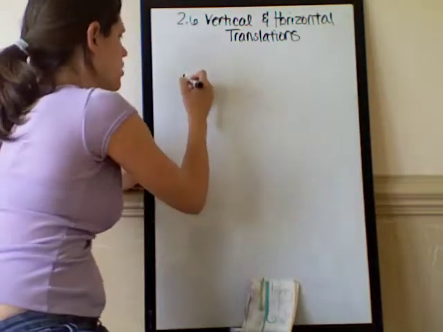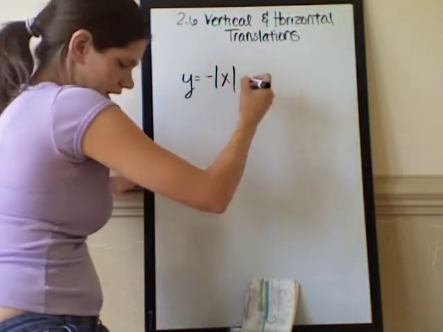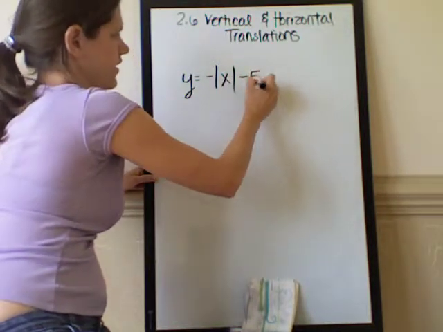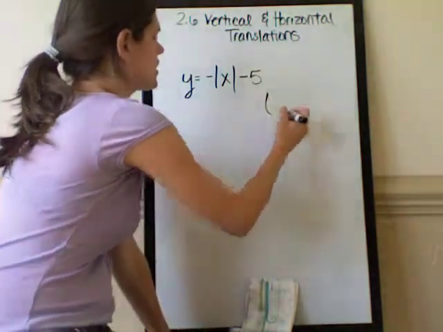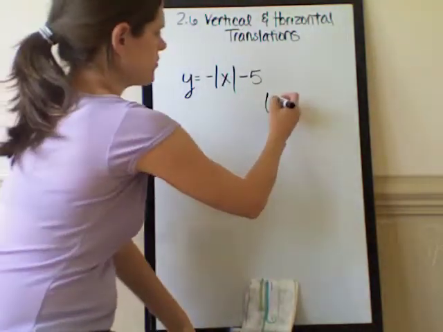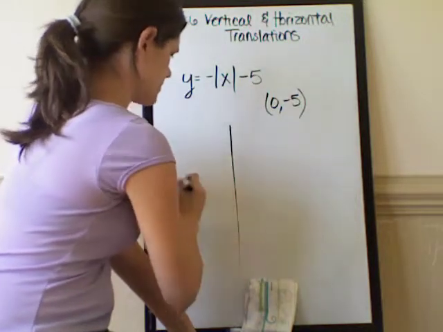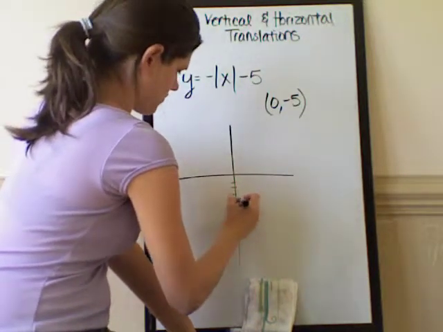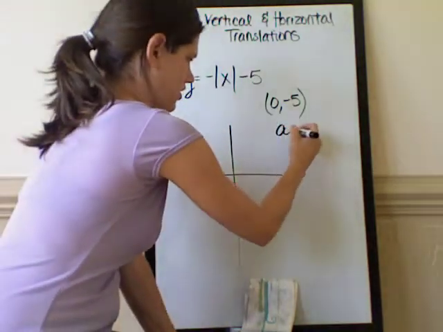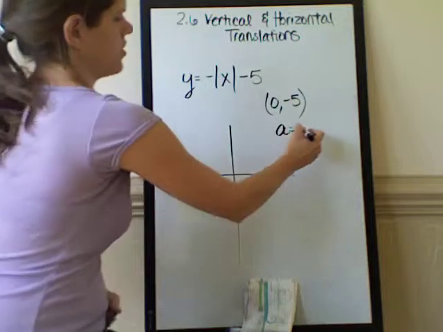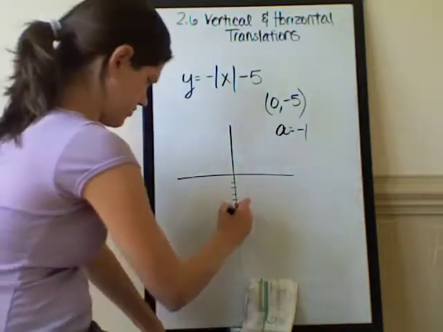Alright, next one. y equals negative absolute value of x minus 5. Alright, let's start out with my vertex. Inside there's a 0, and the outside's a negative 5. So that's 1, 2, 3, 4, 5: 0, negative 5 right there. My a value is negative 1, which means flip it upside down.